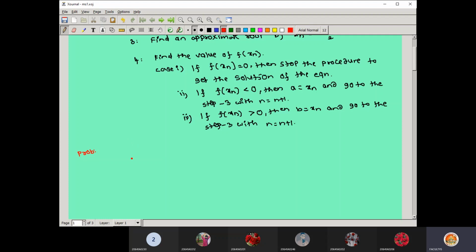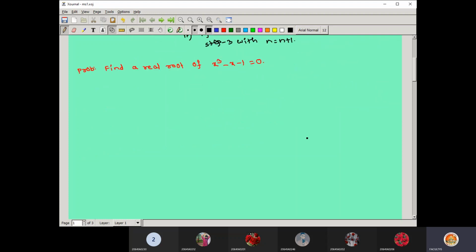So write down the problem: find a real root of x cube minus x minus 1 equal to 0. So one expression is given. Is it an algebraic equation or a transcendental equation? We have only two categories. Because there is no special function, involving only one variable, you can directly say it is an algebraic equation. So for this algebraic equation, you denote it with f of x.